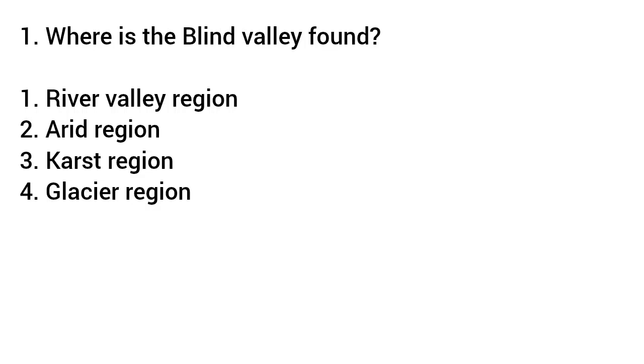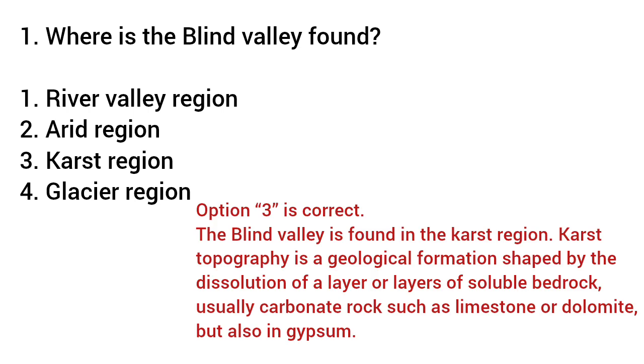Where is the blind valley found? Answer. Option 3 is correct. The blind valley is found in the karst region. Karst topography is a geological formation shaped by the dissolution of the layer or layers of soluble bedrock, usually carbonate rock such as limestone or dolomite, but also in gypsum.